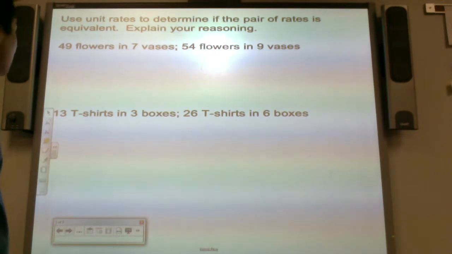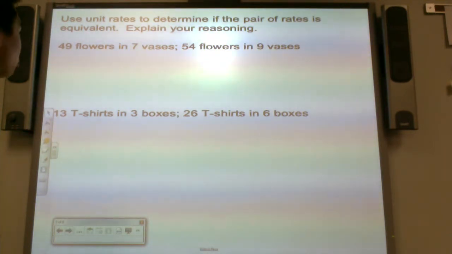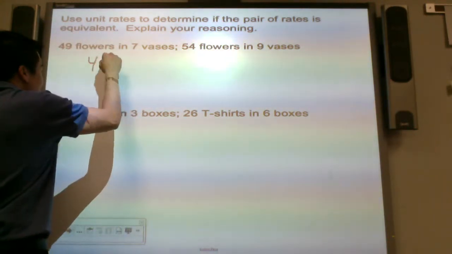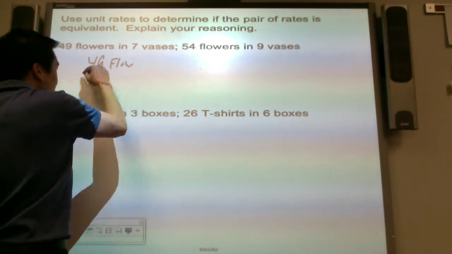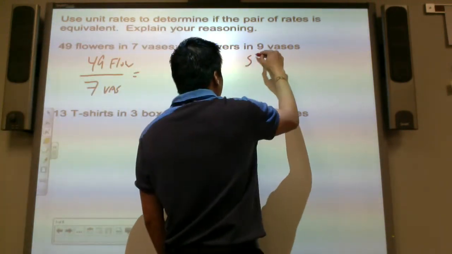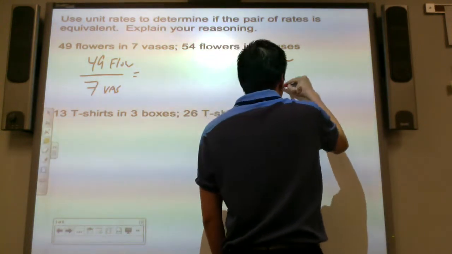All right, so use unit rates to determine if the pair of rates is equivalent. Explain your reasoning. Let's start with the first one. You have 49 flowers in 7 vases. 49 flowers, make sure you label it, in 7 vases. In another example, you have 54 flowers in 9 vases. Make sure you label it.